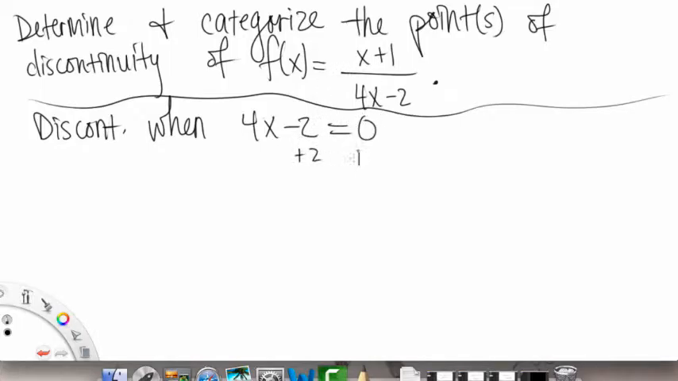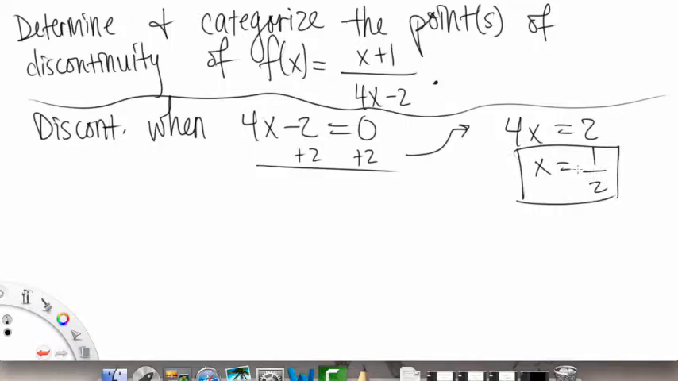Okay, so let's just solve for our x value. If we add 2 to both sides, we get 4x = 2. Then we have x = 2/4, which is 1/2. So we found our x value at which there is a discontinuity in f(x). Okay, we determined where the point is, and now to categorize it.